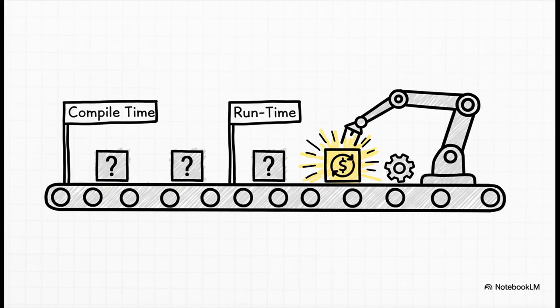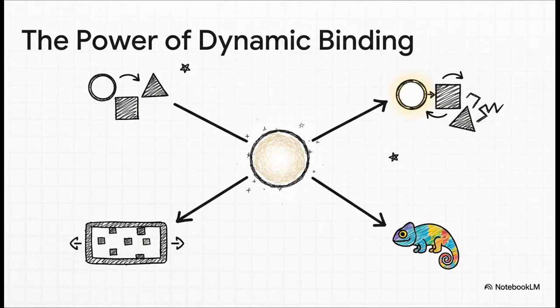Dynamic binding puts off all those big decisions about data types, about memory, about what function to call until the absolute last second when the program is already up and running. It basically figures things out as it goes, adapting to whatever's happening in that exact moment. Now, you might be thinking this sounds a little chaotic, maybe even risky. But dynamic binding is what makes some of the most powerful features in modern programming possible.